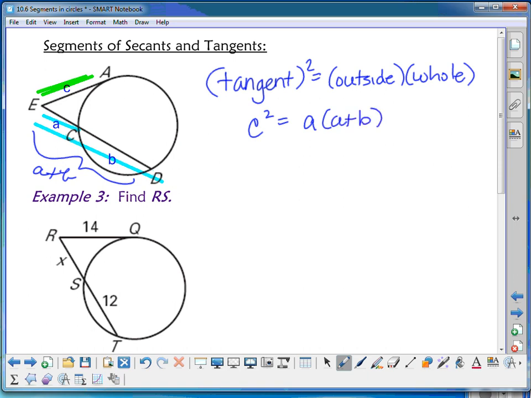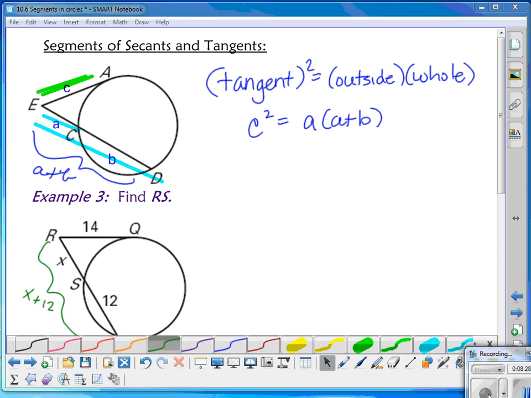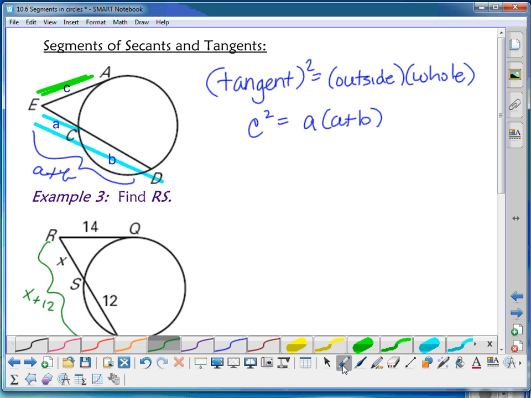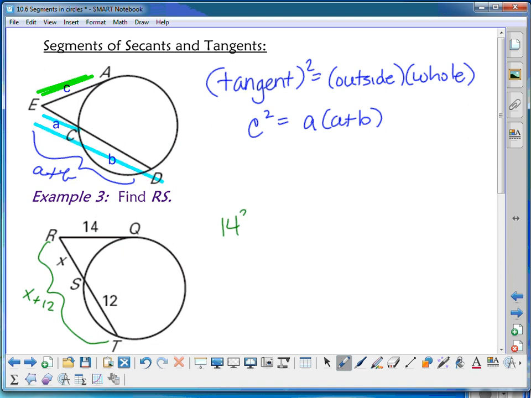So if we look at example 3, we're going to find the length of RS, which is x, and my whole thing on this side is going to be x plus 12. So the tangent, tangent squared, so 14 squared, is going to equal the outside, x, times the whole thing, x plus 12. So 14 squared is 196. X times x is x squared, and then x times 12 is 12x.